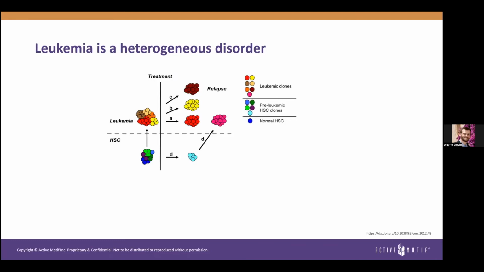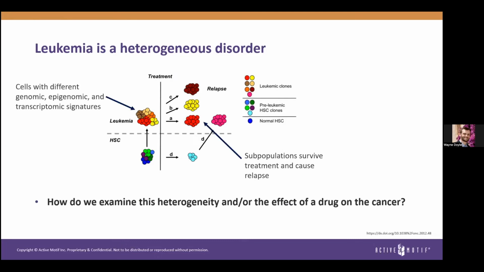You have clones of leukemia cells, and this is important because those different clones have different genomes. There have been different mutations that they've acquired. They're expressing different genes, so they have different transcriptomes. And they also have different epigenomes, so their chromatin structure is different, with open chromatin in some places and closed chromatin in others.